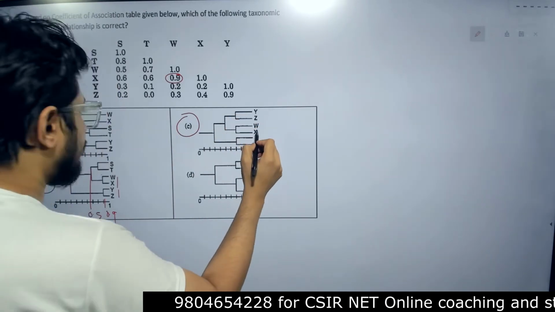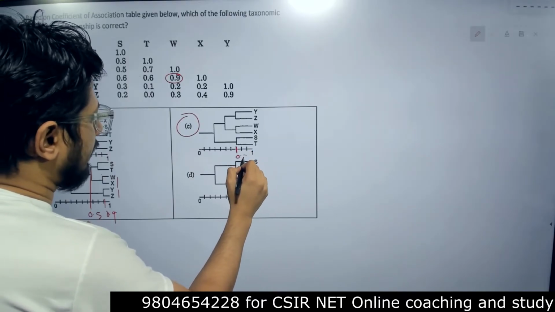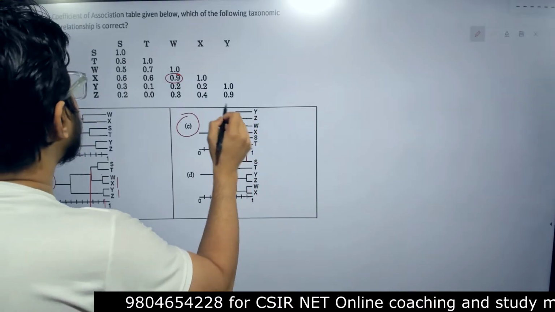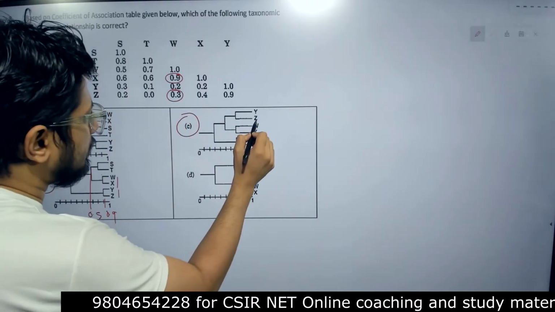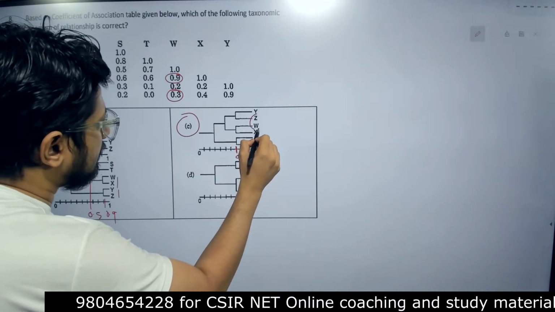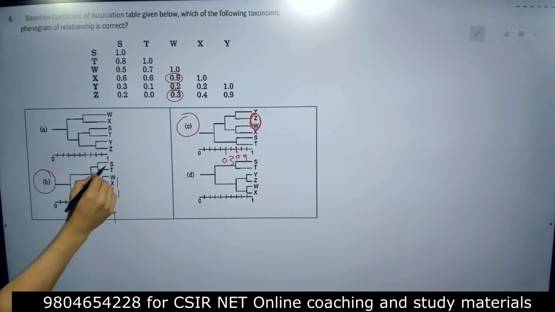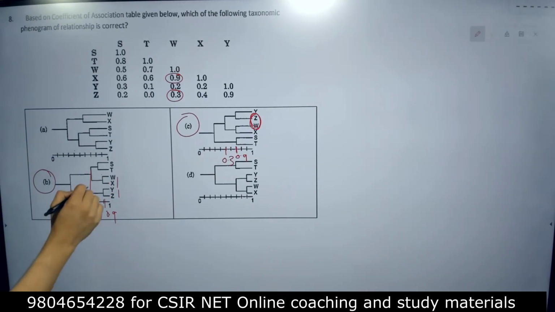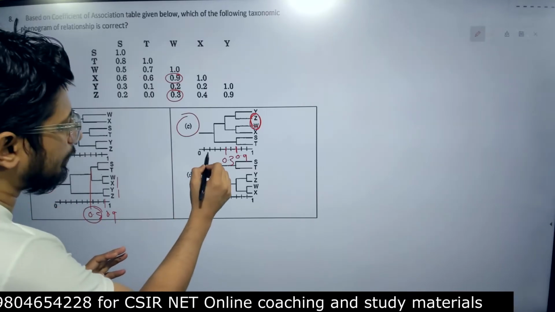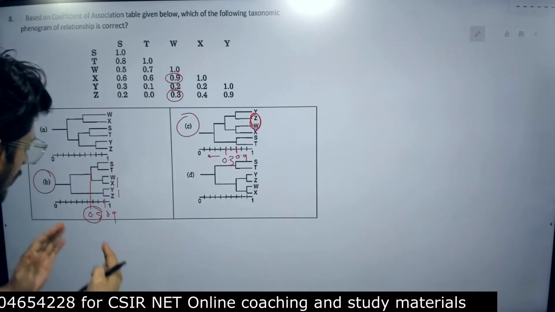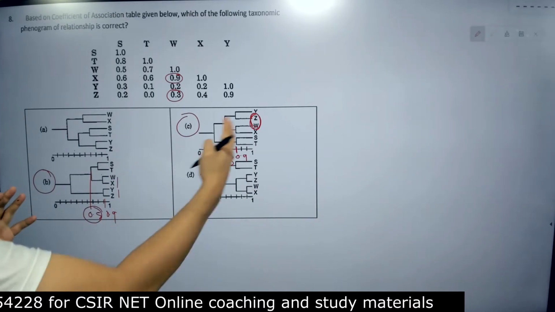But in this case, the ST is 0.9, that is fine. But W and Z, that is 0.3. So the W and Z is connected at 0.3. In this case, it said that Z and W is connected somewhere in the middle, near 0.5, not 0.3. 0.3 should be somewhere on the left hand side, not on the right hand side near 0.9. So that is the only difference.